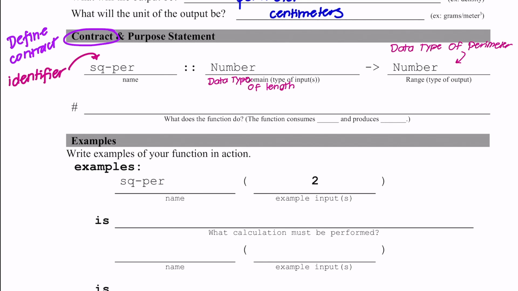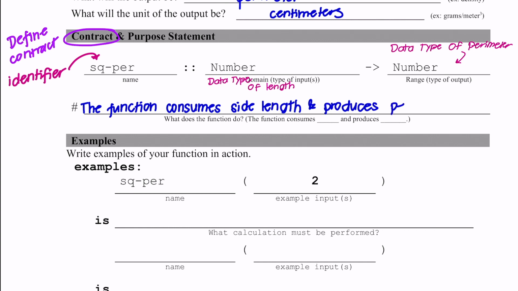And so now our purpose statement, we're just going to give ourselves a note of what the function does. The function consumes side length of data type number and produces perimeter, which is also another number data type. Okay, so we'll just make ourselves a note for this.